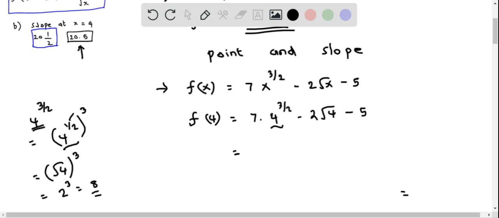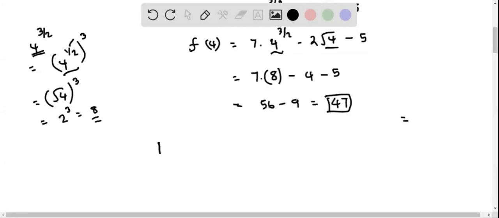Let's plug it here. So this becomes 7 times 8 minus 2 times square root of 4, which is 2. 2 times 2 is 4, minus 5. So it is 7 times 8 is 56, minus 4, minus 5 is minus 9. And so this equals 47. And this is the y coordinate at x equal to 4.